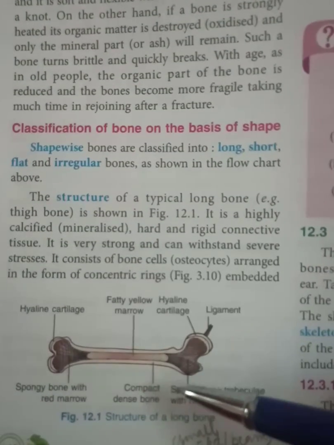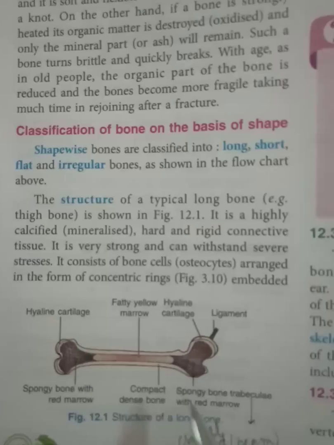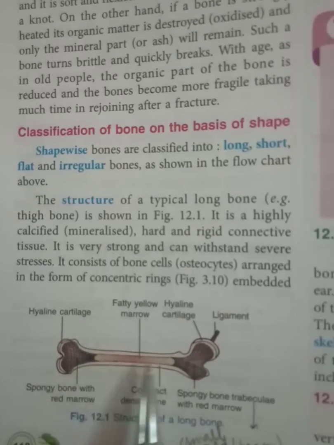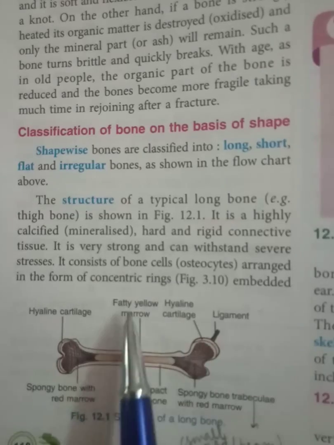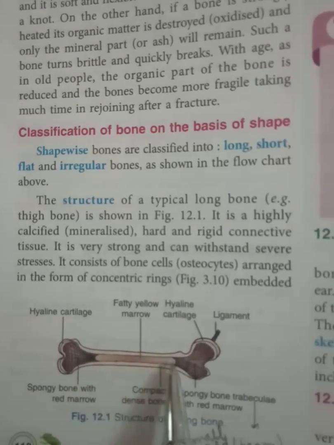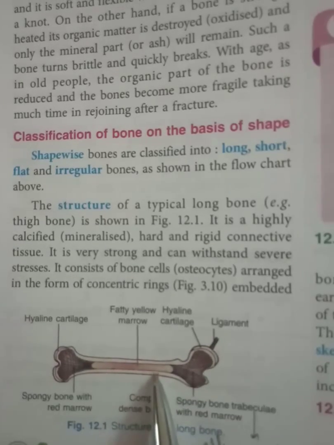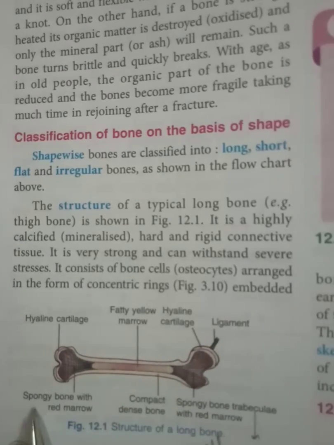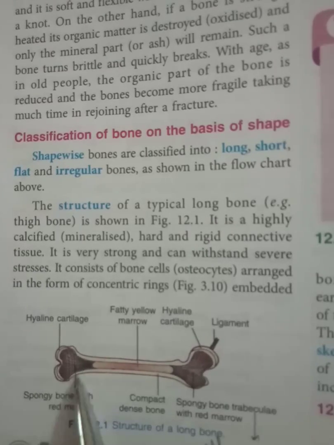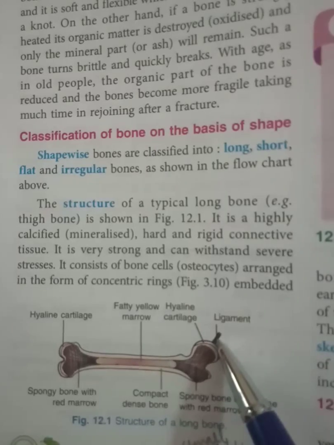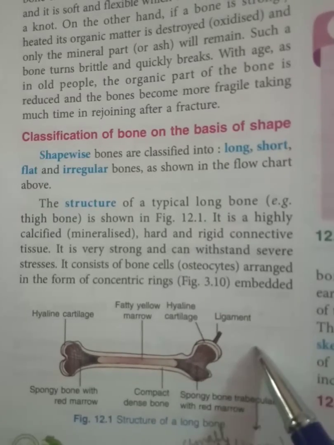Now come to the structure of a typical long bone, like the thigh bone. It has hyaline cartilage on both the ends, fatty yellow marrow present in the central portion, the central hollow of the bone. Then the sides are compact dense bone, and here spongy bone with red marrow. So inside it is filled with red marrow. Ligament attaches it with another bone at the joint.